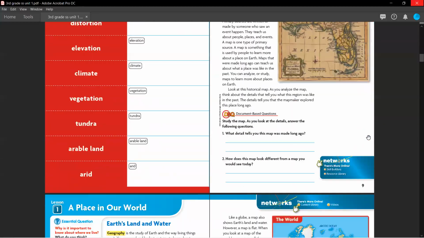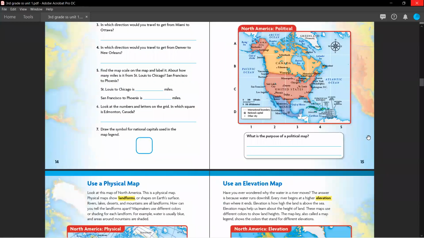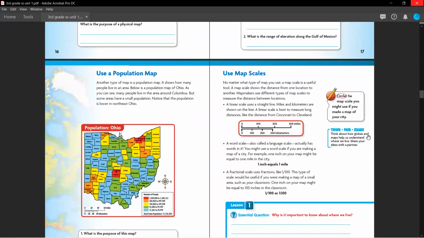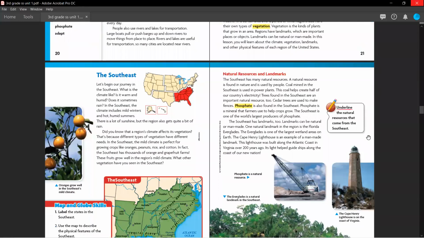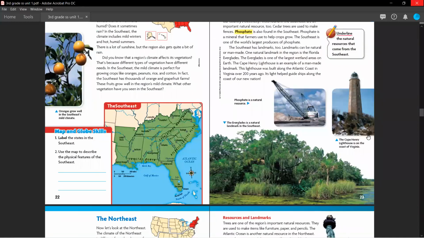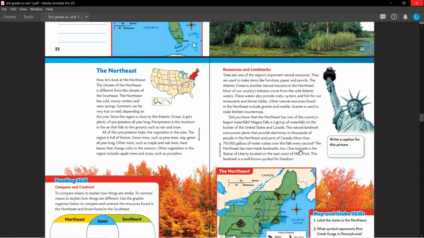Once you've completed all of that, you can go ahead and jump into our Unit 1, Lesson 2 quiz. Please remember to put your full name and date on everything. Use your very best handwriting and always try your best.